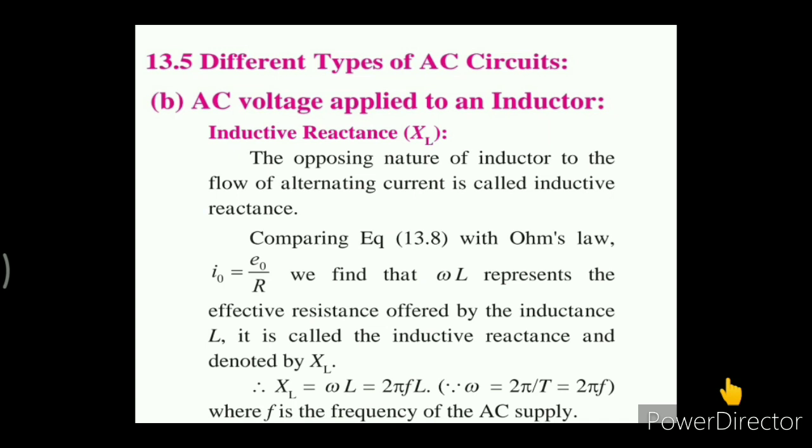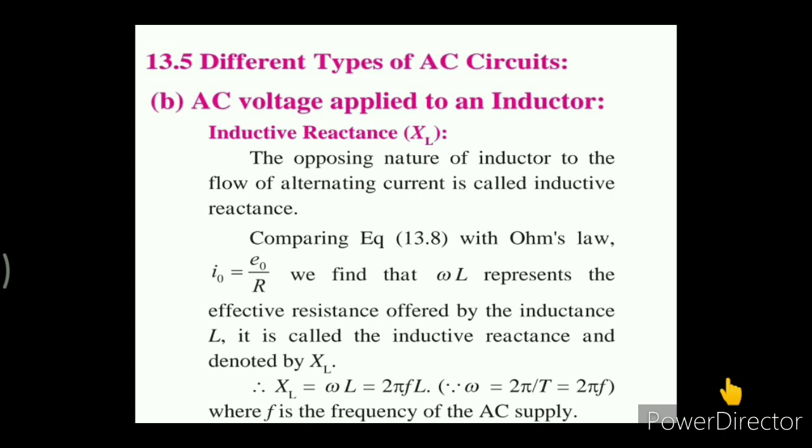the opposition offered by the inductor to the flow of alternating current, when an alternating EMF is applied across it, is called inductive reactance. Normally, when the alternating current flows through the resistor, the opposition is termed resistance. So in this case, when the inductor is connected across the AC signal, the opposition offered by the inductor we term inductive reactance.